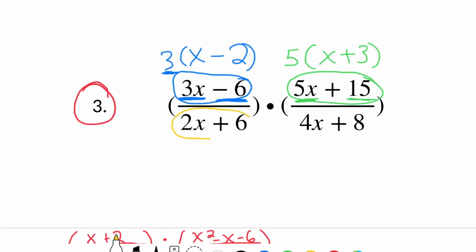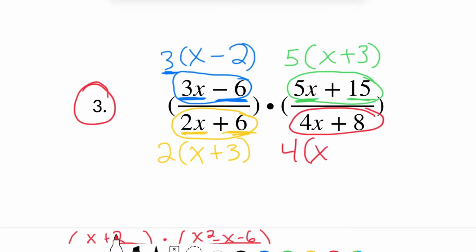Next part that we're looking at is 2x plus 6. The GCF is coming from looking at 2x and 6. GCF should be 2 because 2 can go into both 2 and our 6. So 2x divided by our GCF gives us just x. Our 6 divided by our GCF gives us positive 3. And then lastly, we're looking at our 4x plus 8. GCF should be 4. And then dividing each term, it gives us x plus 2.